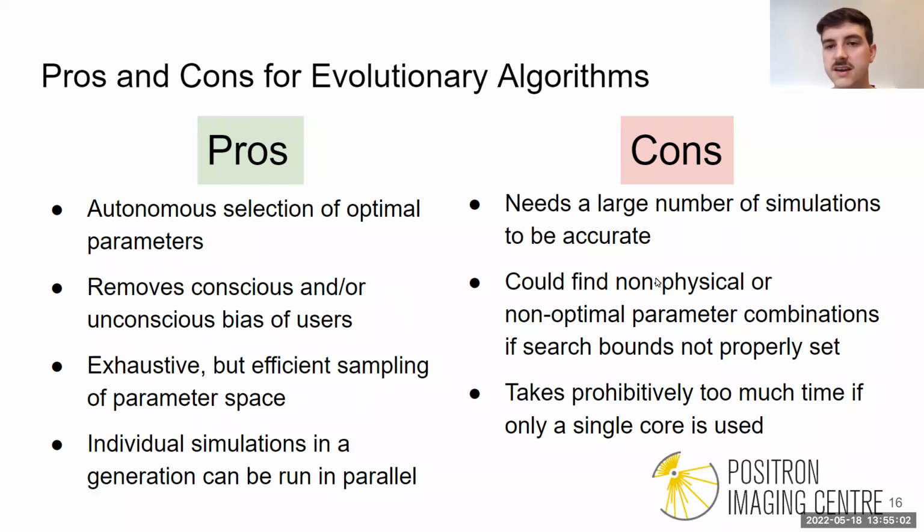However, some of the cons are that it needs a very large amount of simulations in order to be able to find an accurate optimization. If you don't have access to high performance computing, you're probably not going to be able to use this because it will take a prohibitively long amount of time to do on a single core or only a handful of cores. And because this is autonomous, if you don't set the bounds of your search correctly, you could end up with parameter combinations which are non-physical, such as a negative dead time or something like that.